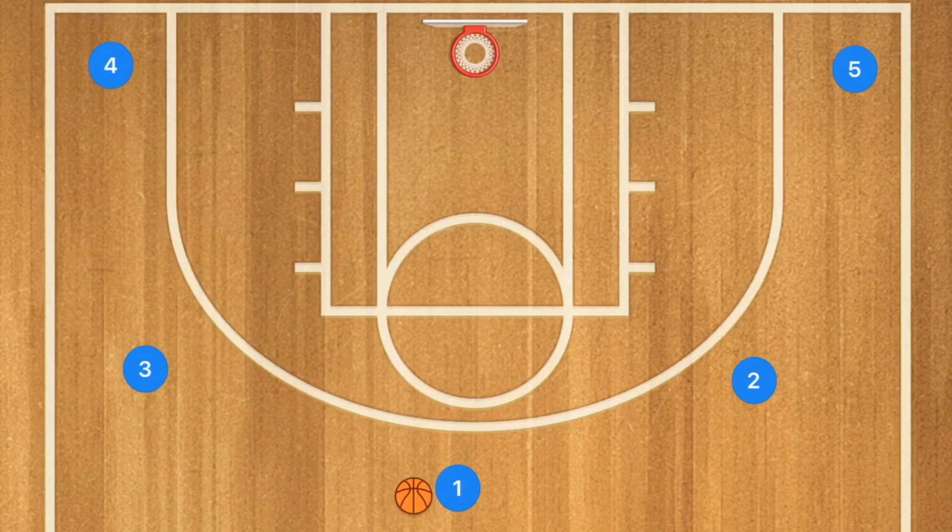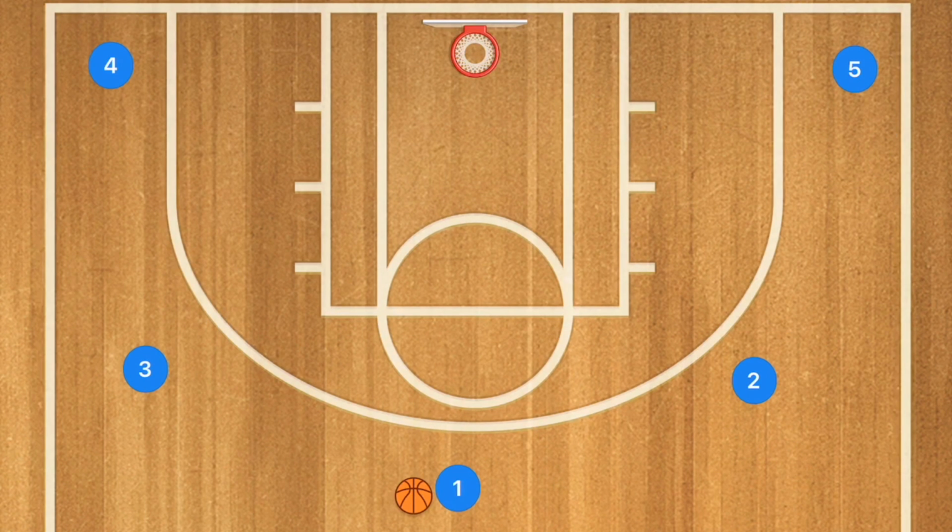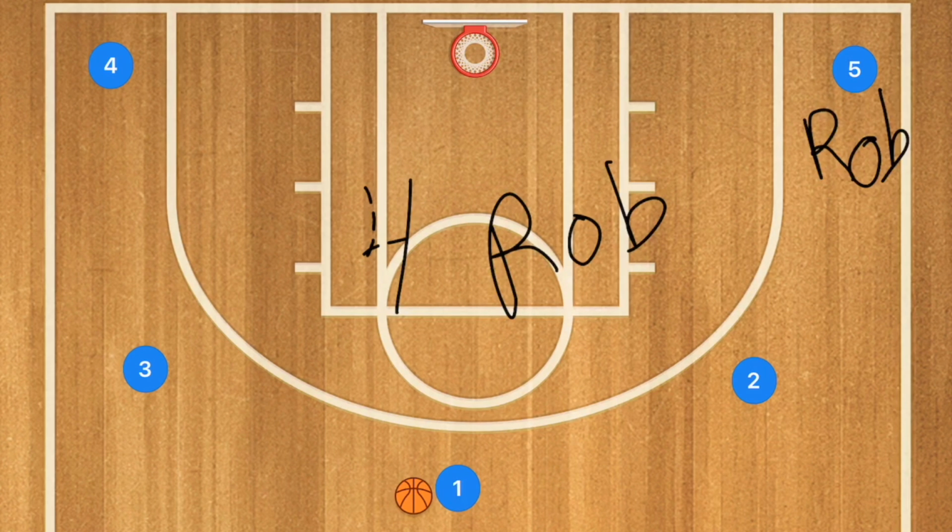Okay, so in this first play, what we are going to call is the 4-out offense. Let's say we like to start in our 5-out and we want to incorporate other plays, then we can do something like this. So let's say player 5's name is Rob. What we can say is "for Rob," and then we can run the 4-out offense for Rob. If player 4 is Kyle, as an example, then we can call for Kyle instead.